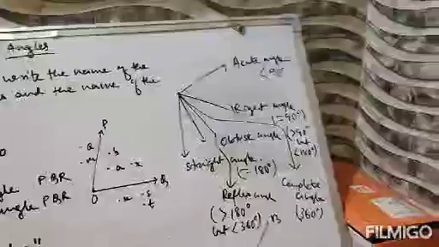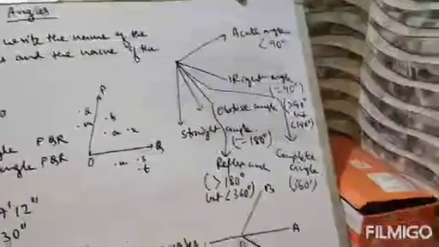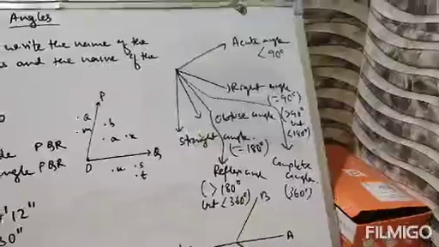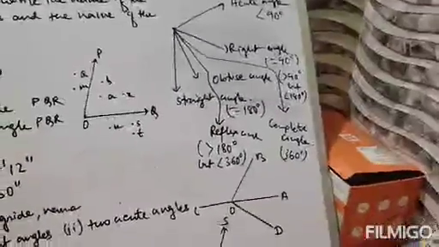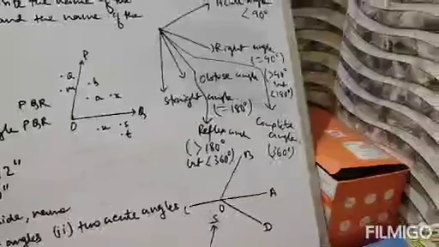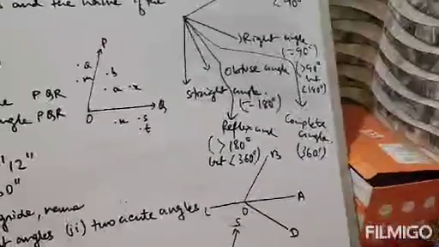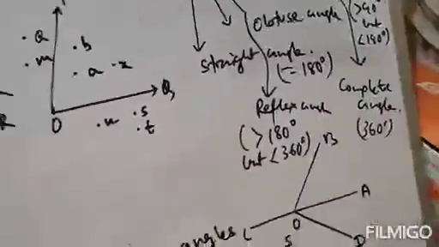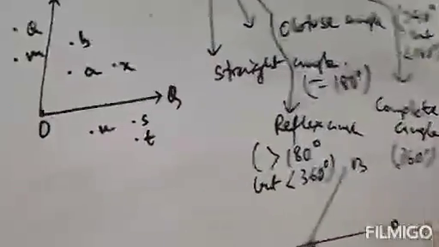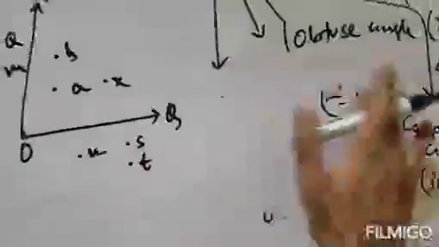So first, acute angle, less than 90 degrees. Right angle equals 90 degrees. Obtuse angle greater than 90 but less than 180. Straight angle equals 180 degrees. Reflex angle greater than 180 degrees but less than 360 degrees. Complete angle equals 360 degrees. So that is all about types of angles. Clear?